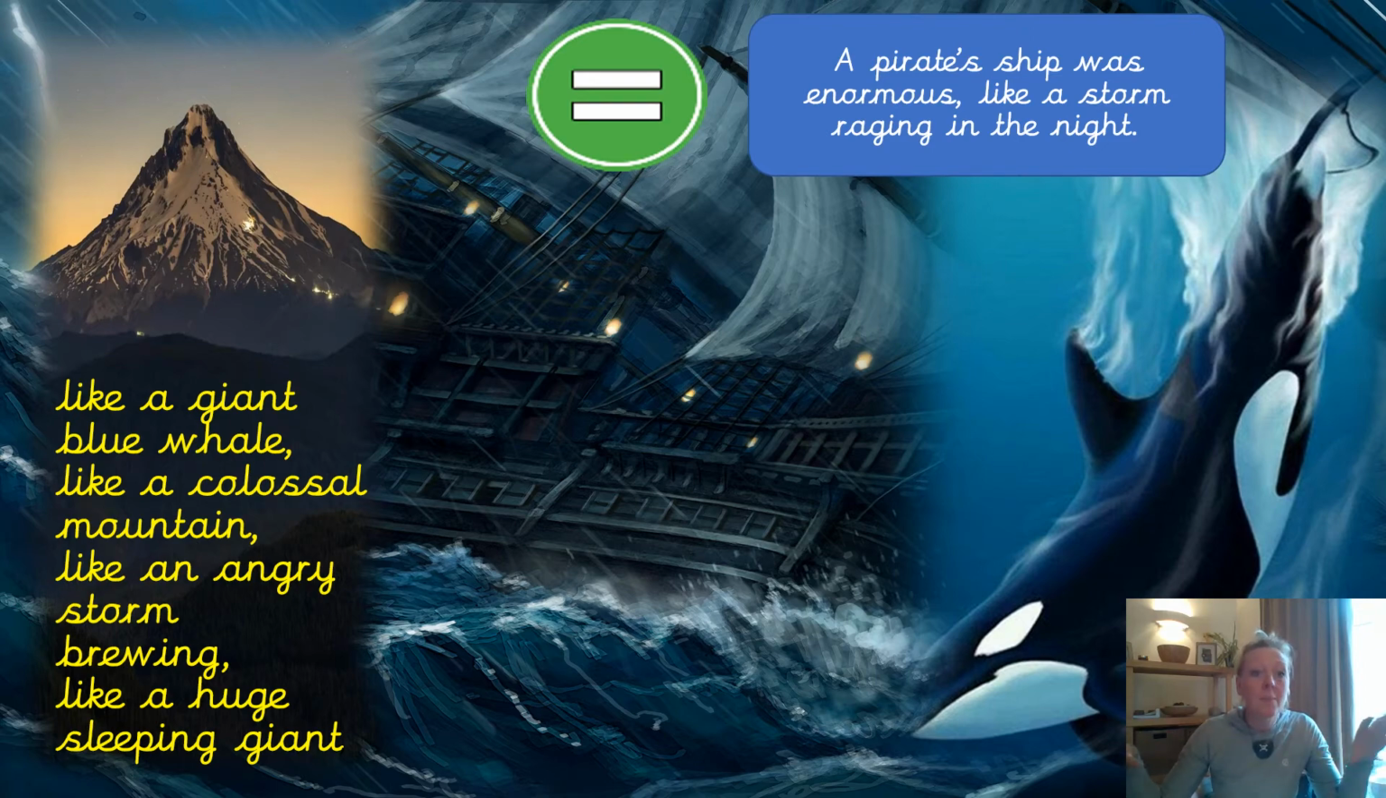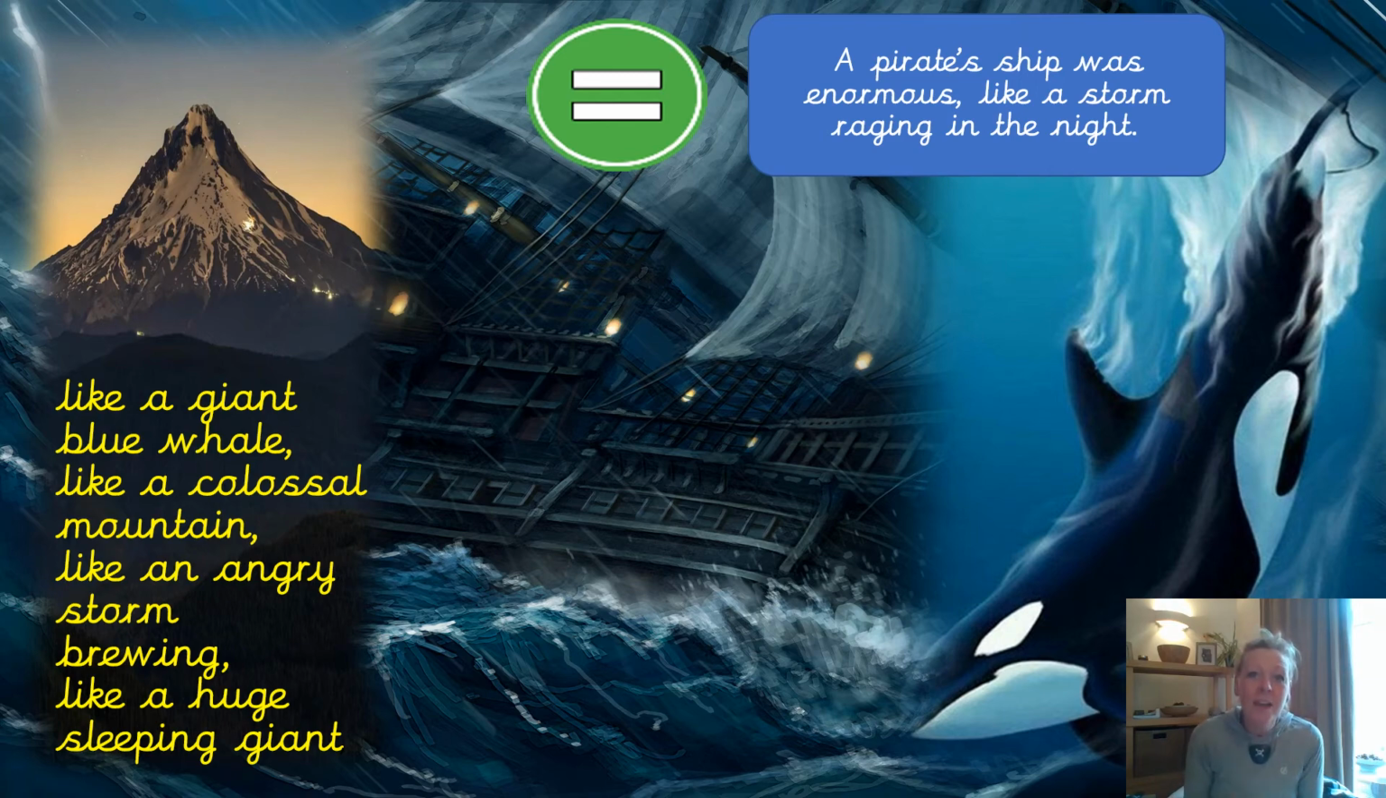We could say the pirate ship was like a giant blue whale. The pirate ship was like a colossal mountain towering into the sky. It could be that your pirate ship was like a sleeping giant floating on the water. Can you see I'm adding to my sentence as I go? I'm saying, talk about your sentence, say it out loud. It does help you come up with some ideas.